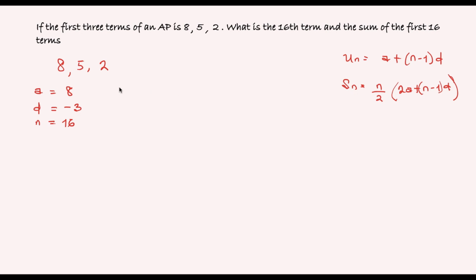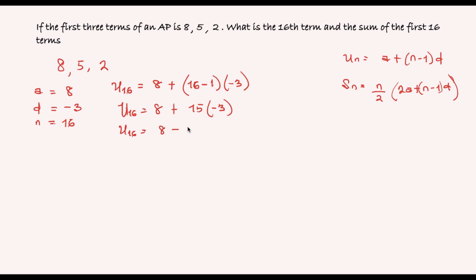So the first part of the question says, what is the 16th term? So the 16th term, u16, is equal to a, which is 8, plus (n, which is 16, minus 1) multiplied by d, which is minus 3. So here we have that u16 is equal to 8 plus 16 minus 1, which is 15, multiplied by minus 3. So u16 is equal to 8 minus 45, which is equal to minus 37. So the 16th term is equal to minus 37.